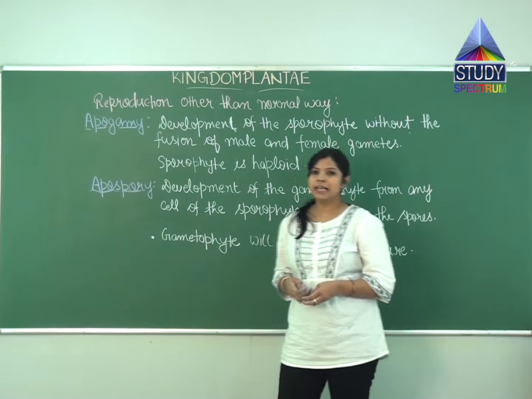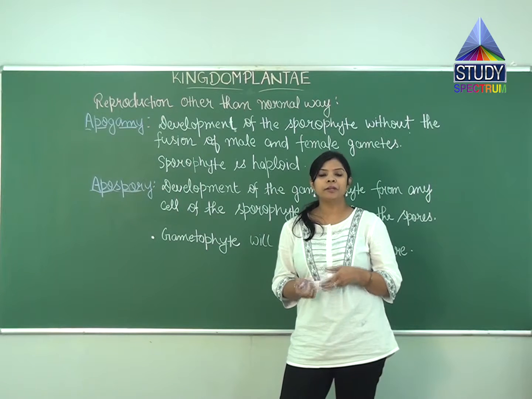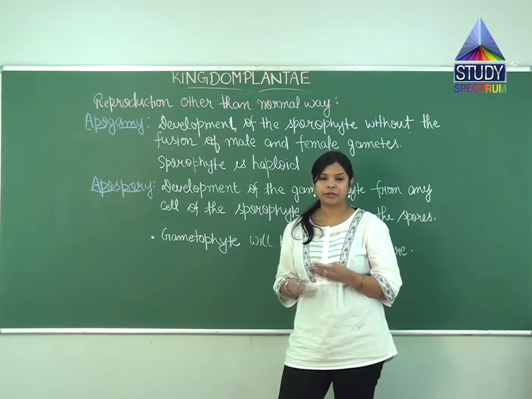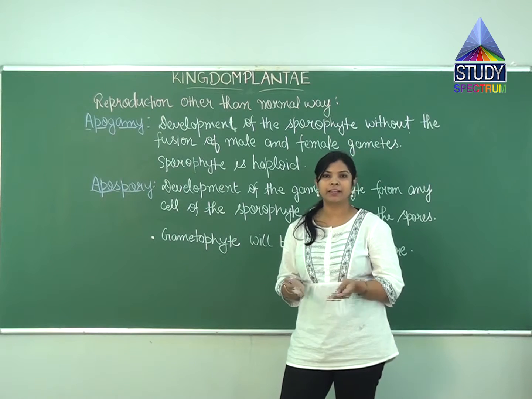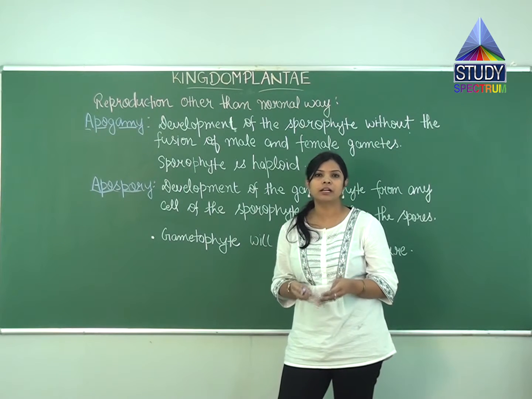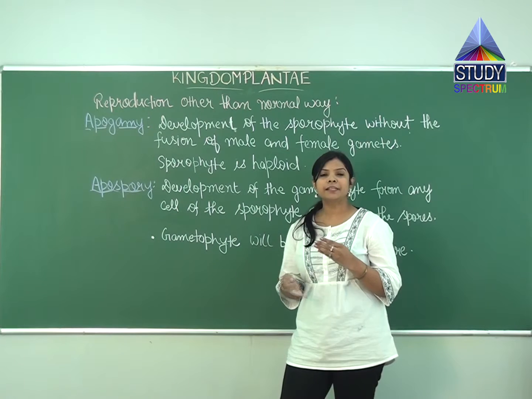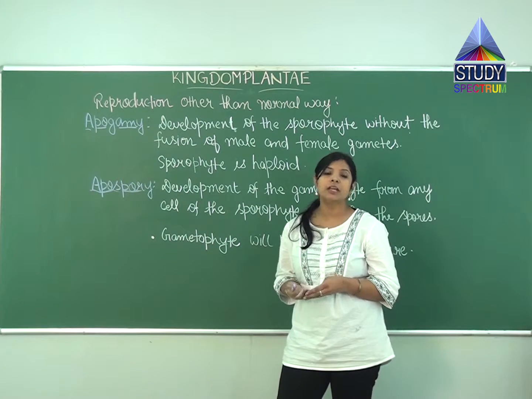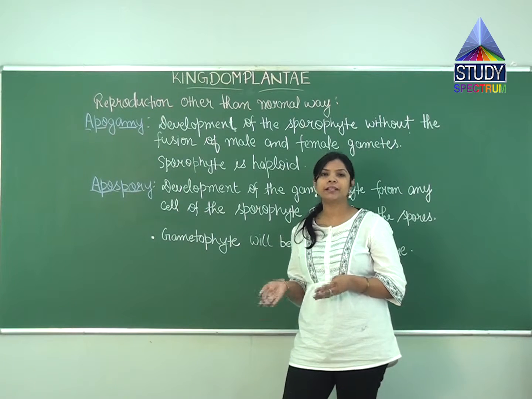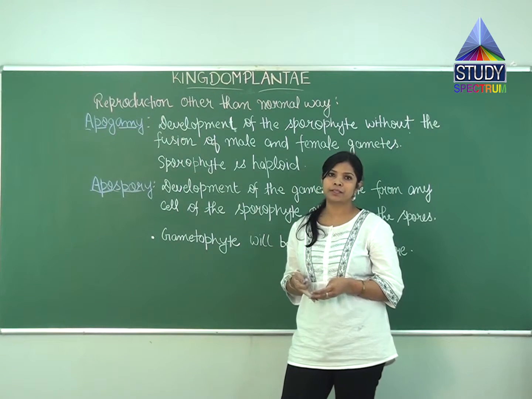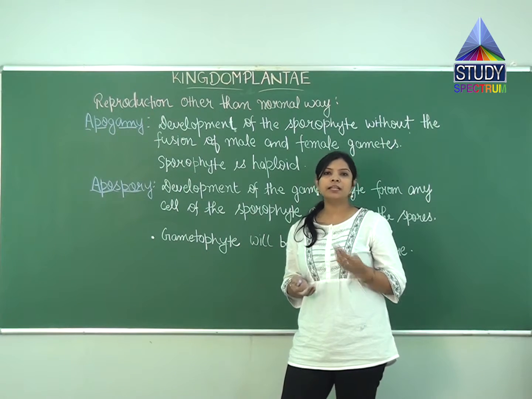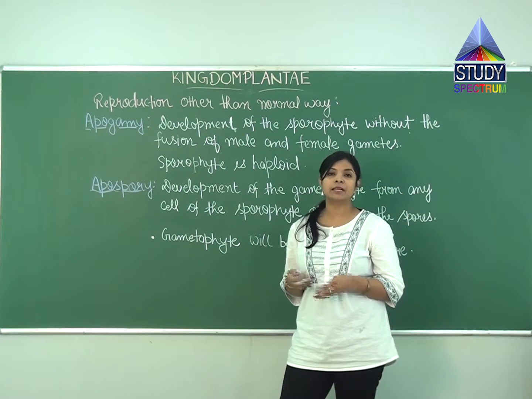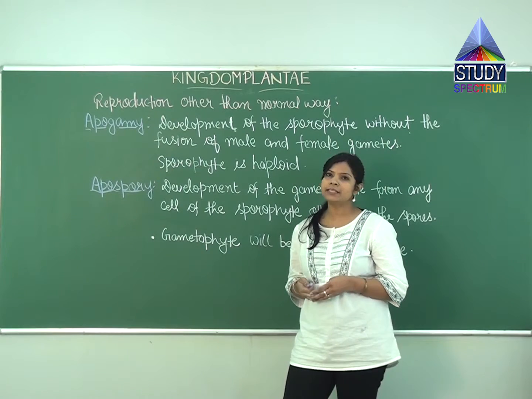So students, as earlier we have discussed the reproduction or life cycle of pteridophytes, how do they reproduce sexually, this shows alternation of generation, meaning it includes both stages, the haploid stage as well as the diploid stage. Haploid stage is gametophyte and diploid stage is sporophyte. But apart from the normal way, sometimes pteridophytes also reproduce by some other methods.